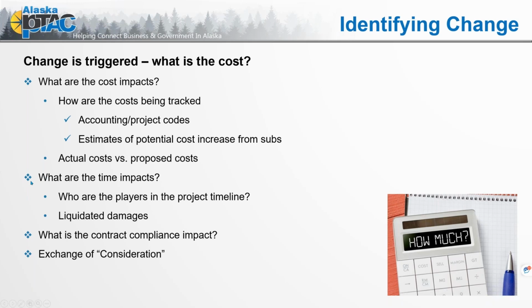Next bullet, what are the time impacts? So again, we're always talking time and money. Who are the players in that project timeline? If there's liquidated damages, do we need to discuss? And again, it depends on what that change is. If it's an effective change from government action, then you want to negotiate that time so that those liquidated damages, if applicable to your contract, aren't suddenly on the table.